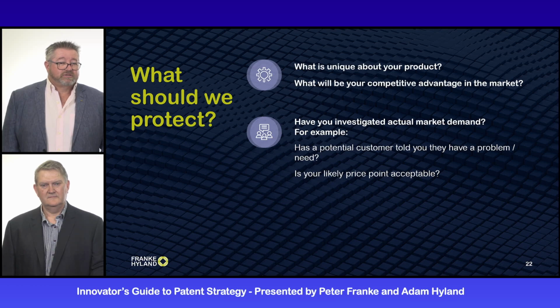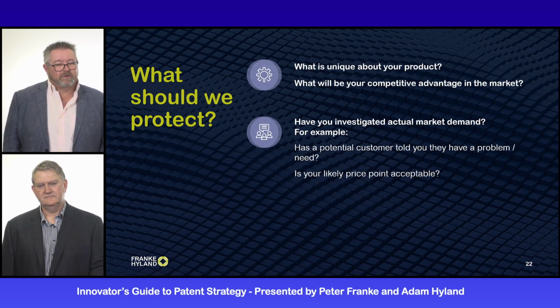So what is the market demand? For example, has a potential customer told you they've got a problem or a need? It's very useful for us to be able to write the patent application around that particular problem. The typical way to write a patent application is to set up that there is a problem and that we have a solution to that problem, and this is how that solution works. So it's really useful if we've got a problem, particularly a real life problem, something that customers have complained about that you are now addressing.